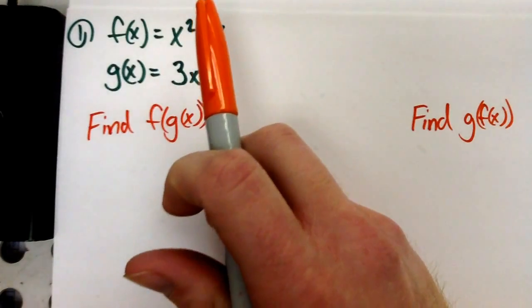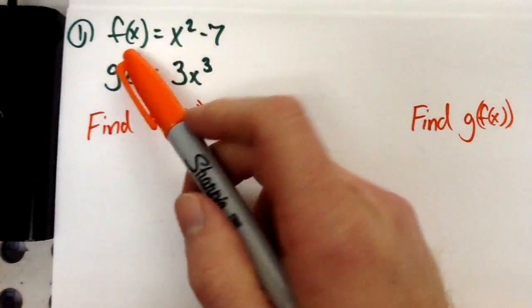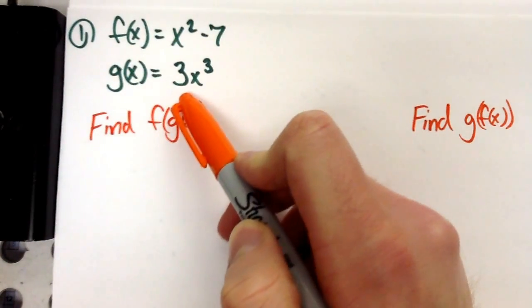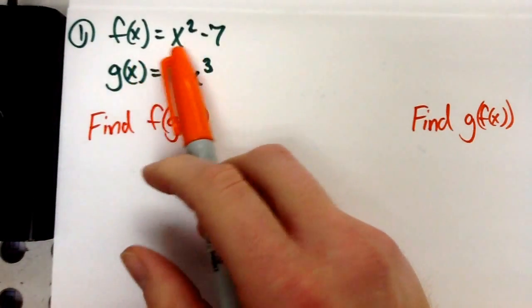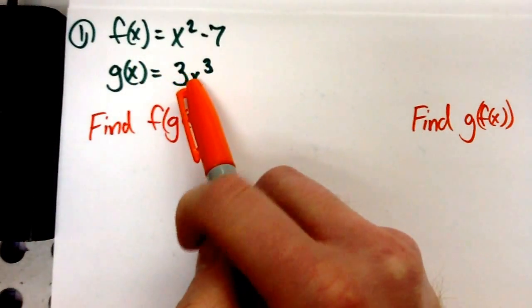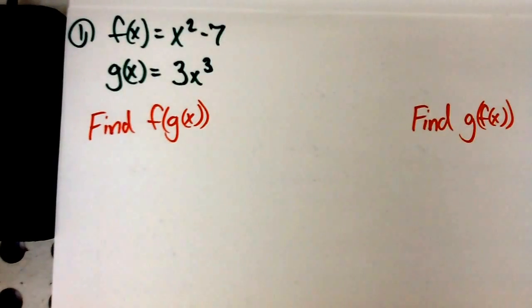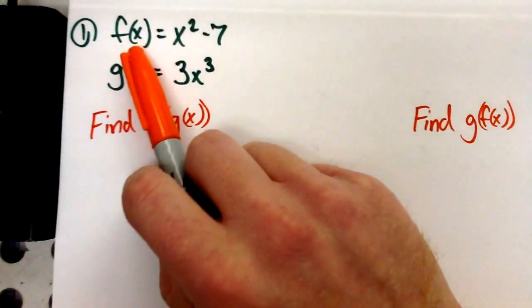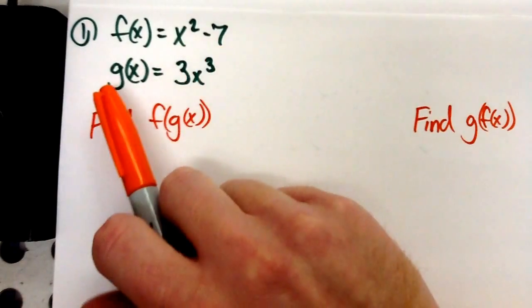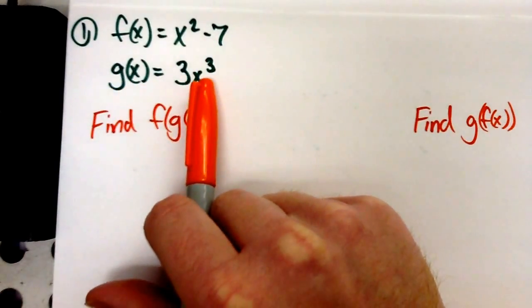What you're going to find in the book and, of course, real life is you'll get new functions all the time. You don't have to work with different functions. So they'll define a couple functions for you to use, and they'll tell you to do something with them. So we've got these two new functions here. In case it's hard to see, f of x equals x squared minus 7, g of x equals 3x cubed.